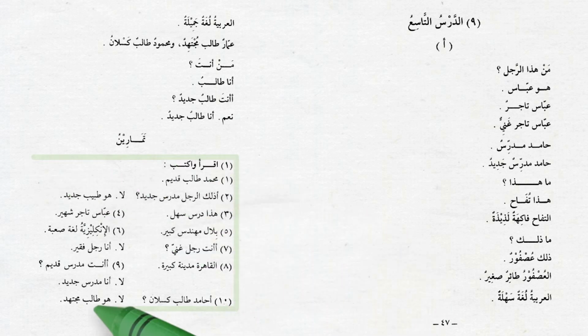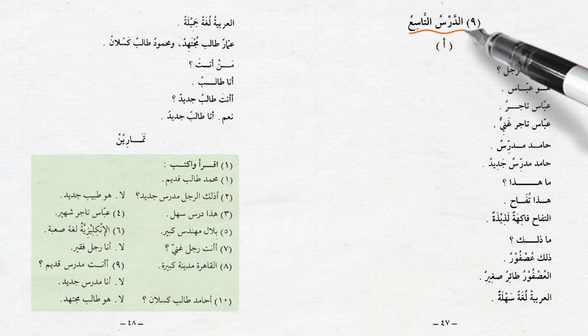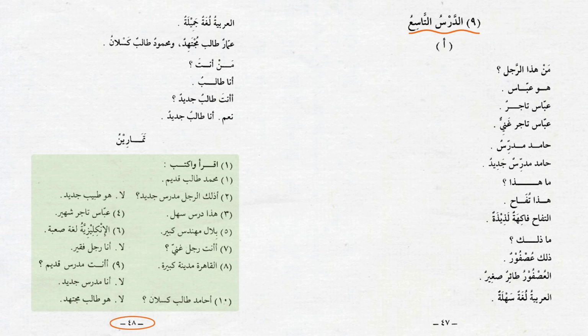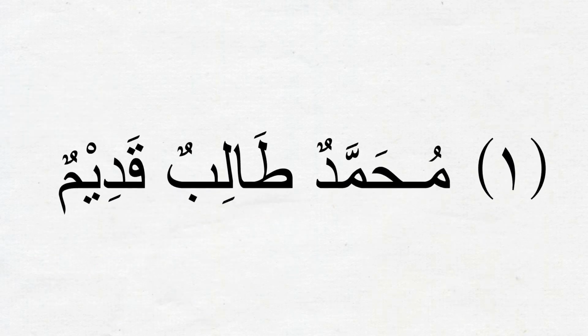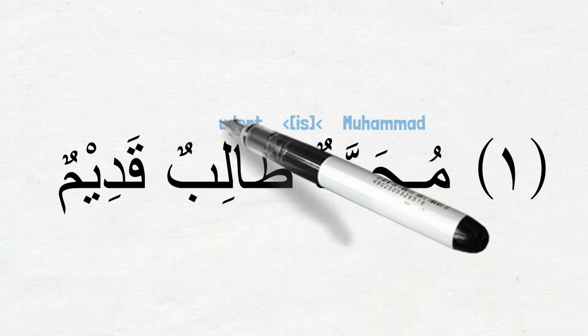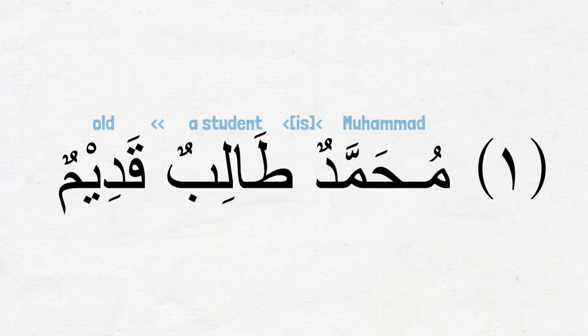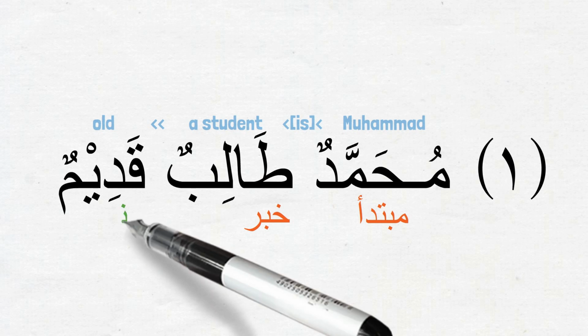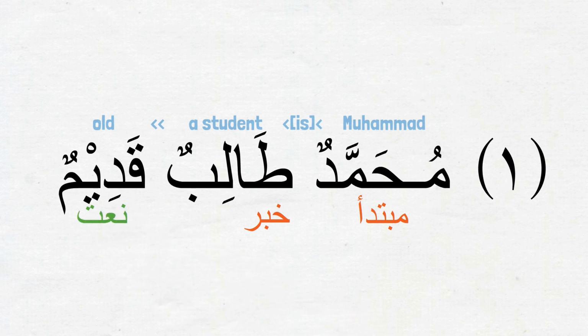Now let's jump to the first exercise of the lesson and see more example sentences for na'at and man'ut. The first sentence, Muhammadun talibun qadimun. Muhammad is an old student. This is the ismiya sentence and the mubtada is Muhammadun. And the ism talibun is its khabar. And the ism qadimun is coming as na'at for talibun.